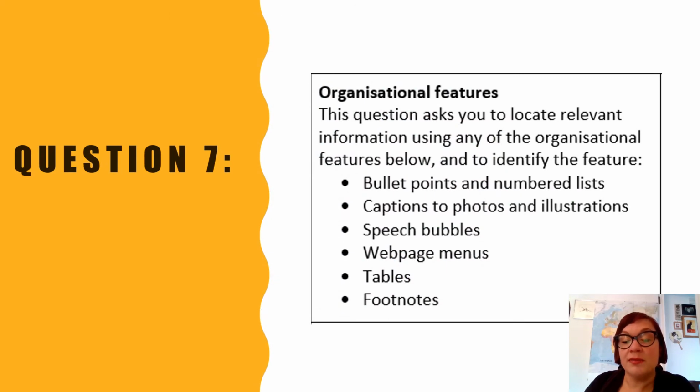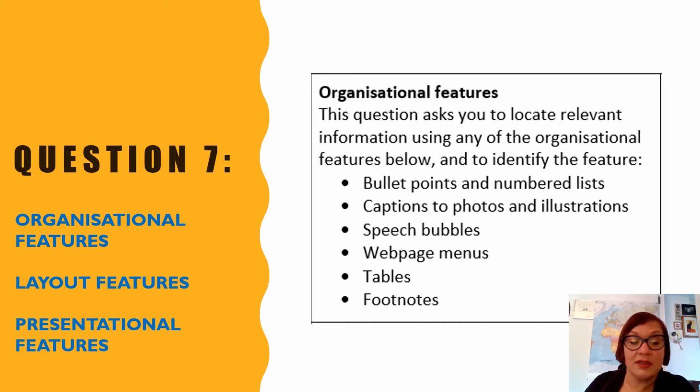So question 7 will ask you about organizational features. So that's the layout features, yeah? Organizational features, layout features, presentational features, they're all the same thing. Question 7 will ask you to locate this information in the text. So it's going to be things like what we've seen before, plus bullet points and numbered lists, captions, speech bubbles, web page menus, or the tabs, right? Tables, grids, footnotes. There are some others, but let's, to name a few, right?